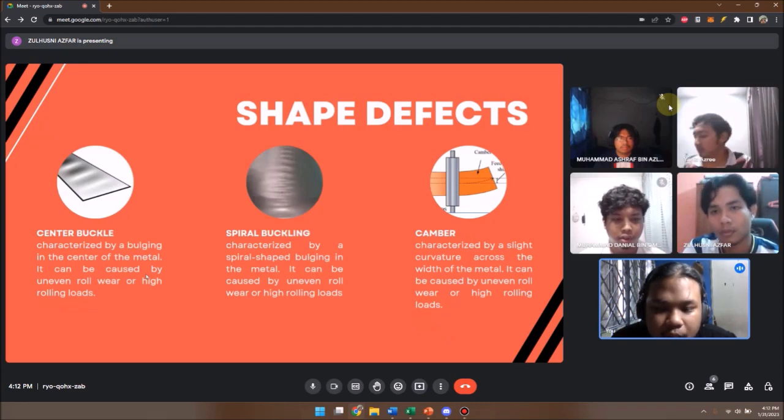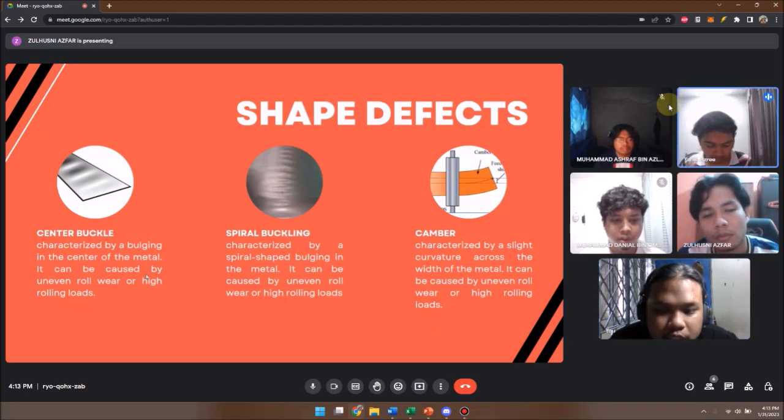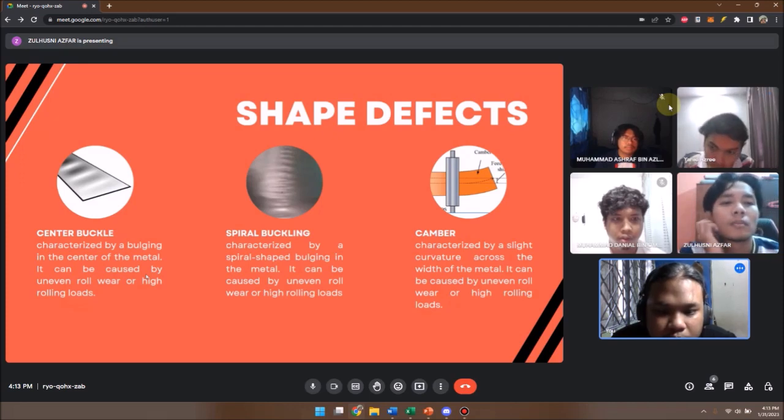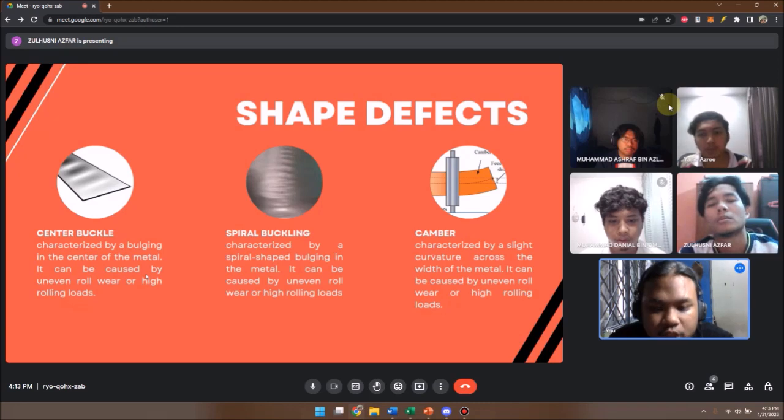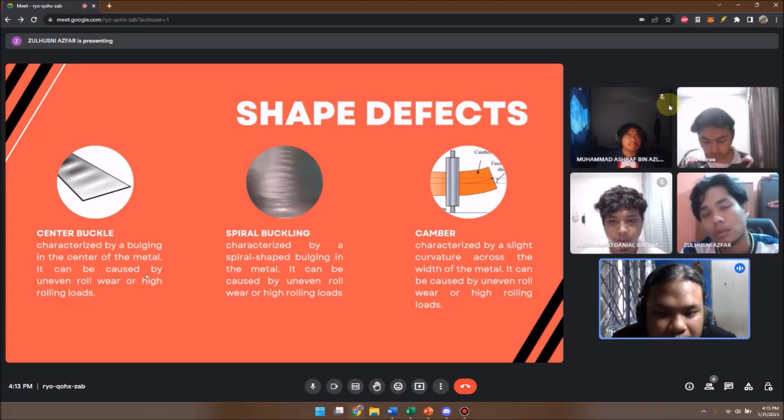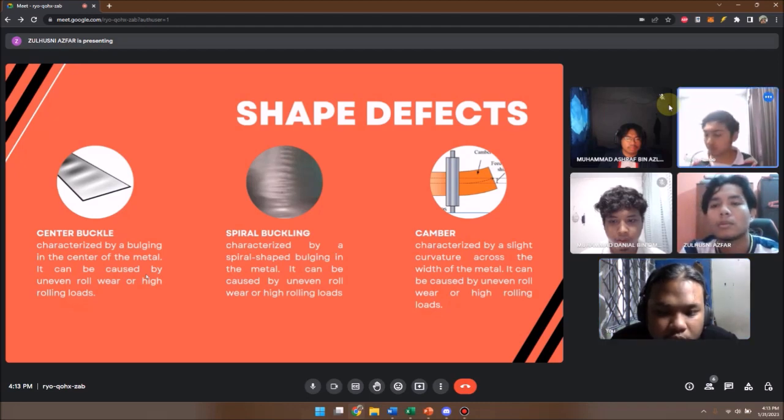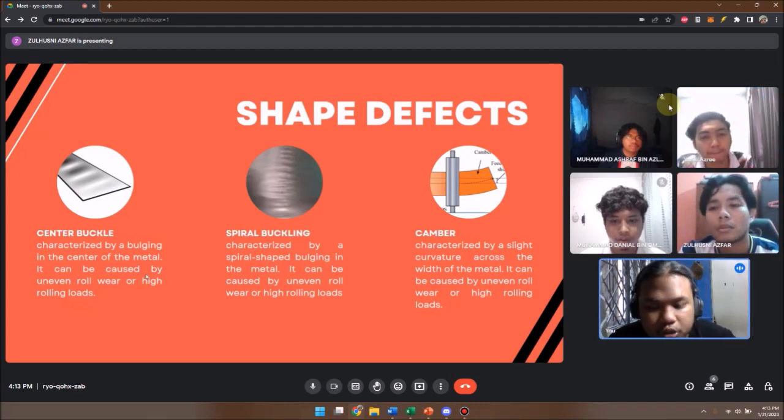So then we have center buckle, spiral buckling, and camber. Center buckle is a shape defect characterized by a bulging in the center of the metal. It can be caused by uneven roll wear and high rolling loads. While spiral buckling is a shape defect characterized by a spiral-shaped bulging in the metal. It can be caused by uneven roll wear or high rolling loads. Lastly, camber. This is a shape defect characterized by a slight curvature across the width of the metal. It can be caused by uneven roll wear or high roll loads.